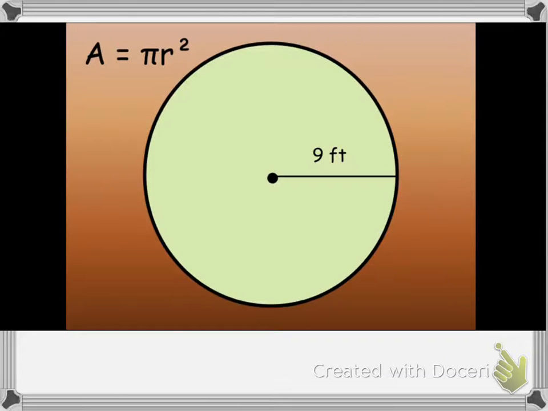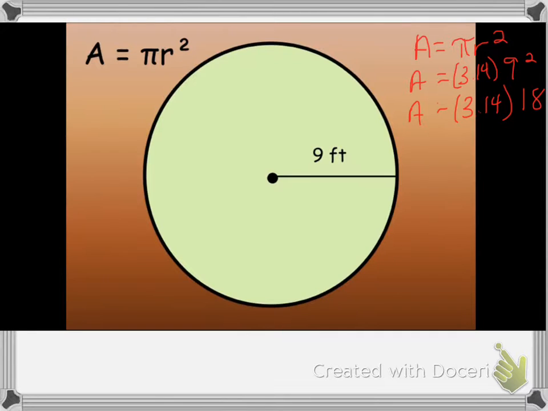Let's look at one more example before I send you to work. So with this problem, our first line is our formula. Area equals pi r squared. Then we're going to substitute 3.14 for pi. And our radius is 9. So 9 has to be squared, which means we're going to multiply 9 times 9 first, which is 18.